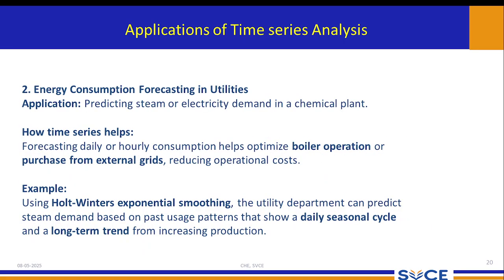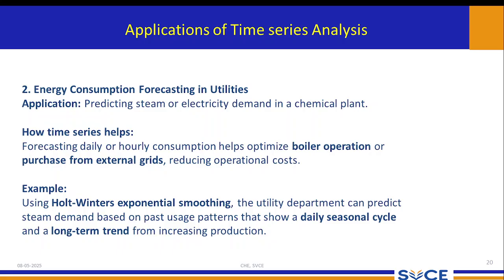And the second one is energy consumption. Let's say predicting the steam or electricity demand in a chemical plant. Usually in any industry, there is a large electrical demand for equipment which needs to be operated with electricity only. So how do we generate the electricity? By predicting how much steam needs to be produced. The steam is produced by running a boiler, right? For that, energy supply is needed.